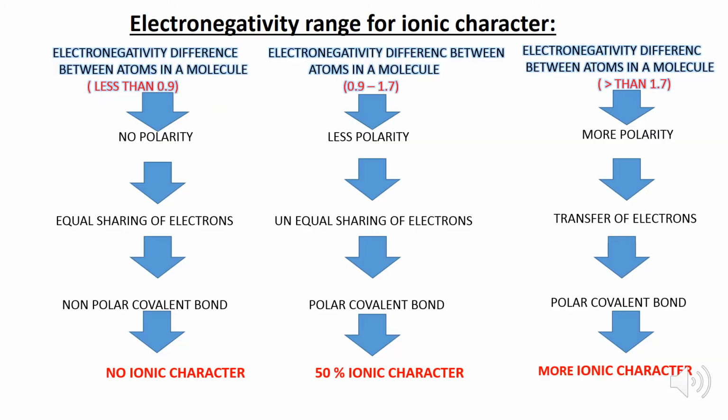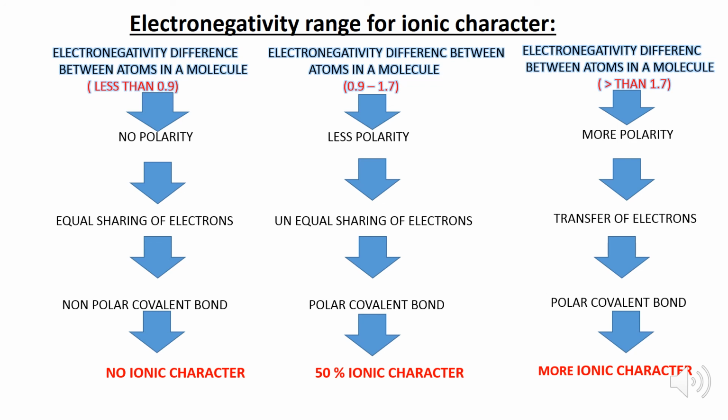So, when we go from non-polar towards the polar covalent bond, there is an increase of the ionic character. Now, let's discuss the electronegativity range for the ionic character. If the electronegativity difference between the atoms in the molecule is from 0 to less than 0.9, we can ignore this difference, and we can say that there is no polarity and there is an equal sharing of electrons. As a result, this molecule is called a non-polar molecule, and the bond here is called a non-polar covalent bond. So in this case, there is no ionic character.